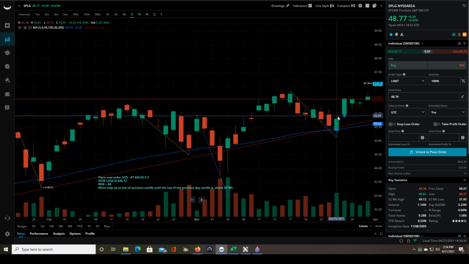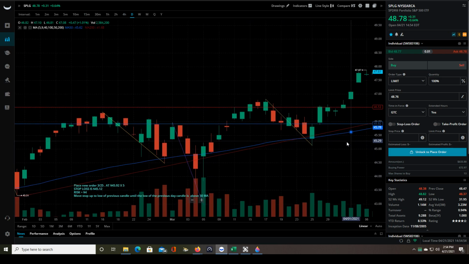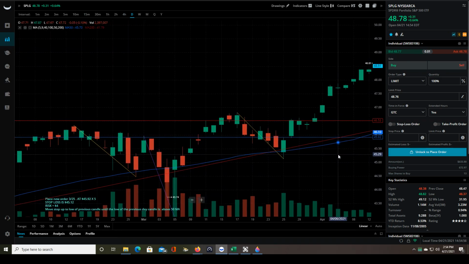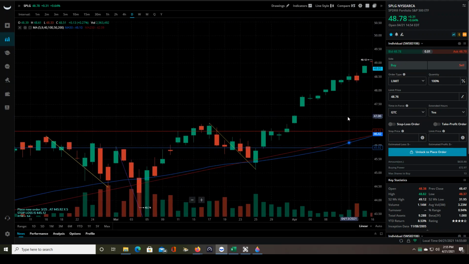So this is actually where my entry was back on March 25th, for the break of this daily candle. And then my stop loss originally was the low of this candle. And then each day that the price moved above the 50 MA, I raised my stop loss to the 50 MA. So let's see how this thing is playing out, and I'll show you how the model is fitting the price action.